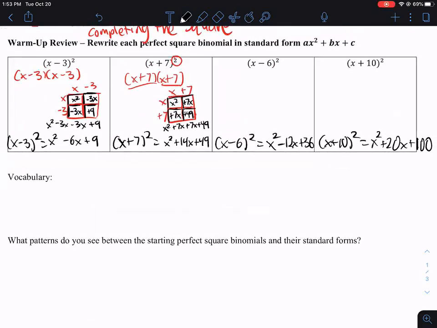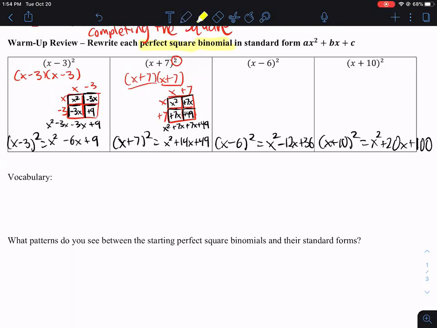So it's important to have these four examples, because as we've done many times, we're going to try to now find a pattern that will make future problems easier. Okay, but first let's define some vocabulary. So I gave you this phrase up here, perfect square binomial.